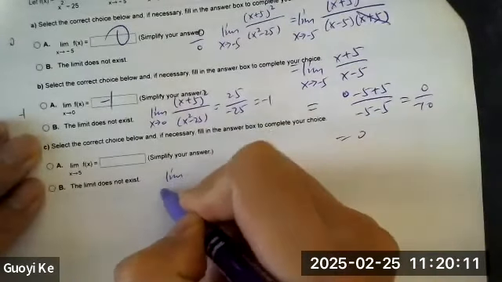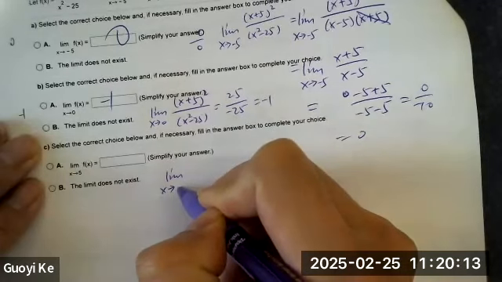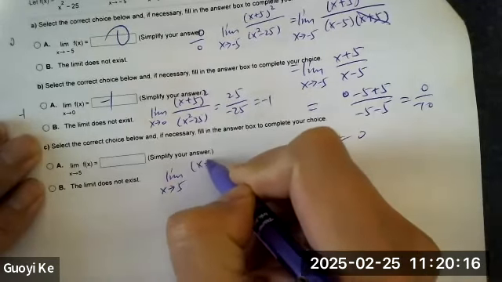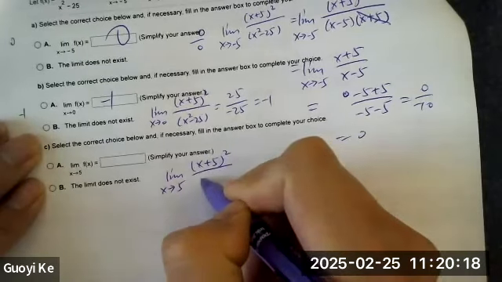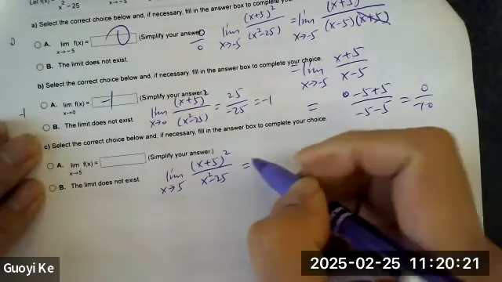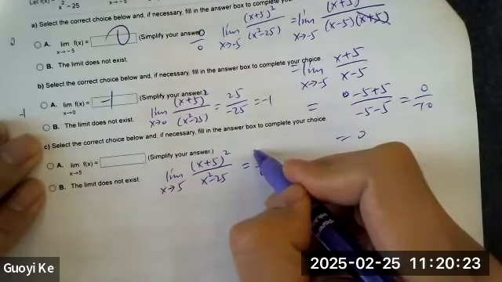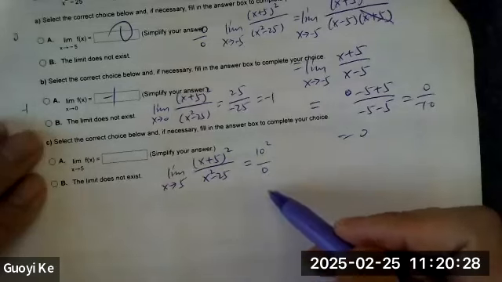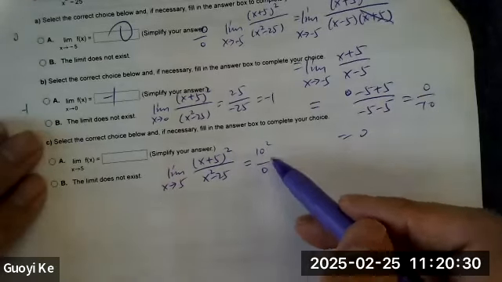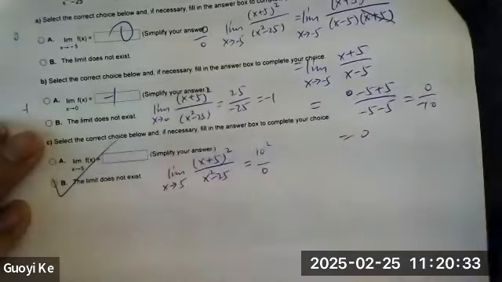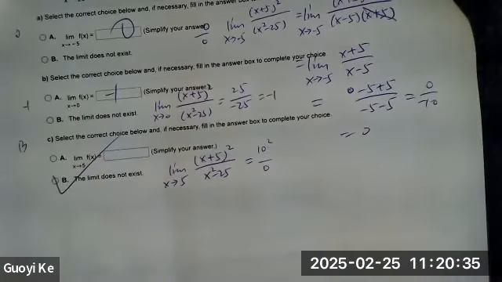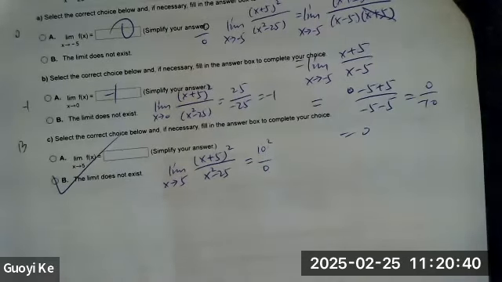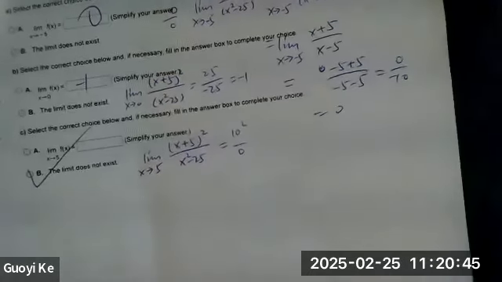And for the last one, let's try to figure it out. You can see that is 10 squared, right? It's 10 squared. So it's not 0 over 0, but it is a constant divided by 0. It doesn't exist, right? Because the denominator can never be zero. So this one doesn't exist.